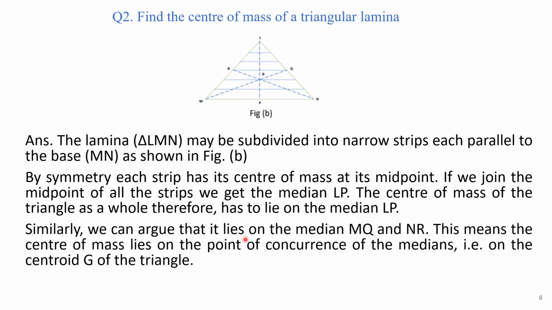Similarly, we can argue that it lies on the median MQ. If you mark the center of LM as R and of LN as Q, and join MQ and NR, you will get the medians MQ and NR, and the center of mass has to lie on them. This means that the center of mass lies at the point of concurrence of the medians, that is, at the centroid G of the triangle. So if you join NR and MQ, at the center G, the center of mass lies at the point G.